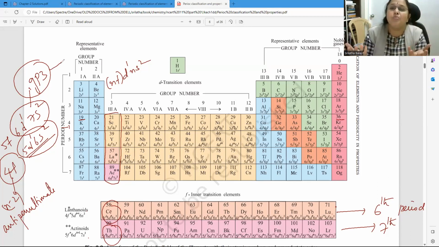Now, where will poor Moseley take a position to accommodate all these elements in the main frame? He will not have. Unfortunately, that became the drawback, that the lanthanoids and actinoids are not given a proper place in the main frame. This is the reason. Understood? Is it clear? So this is important. Group 3, please mark my words.